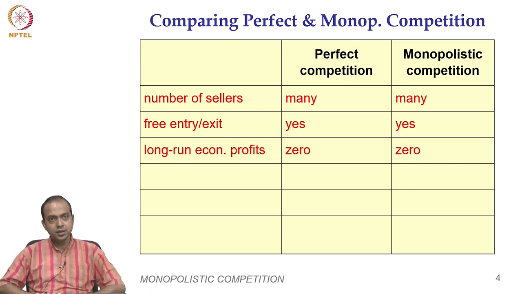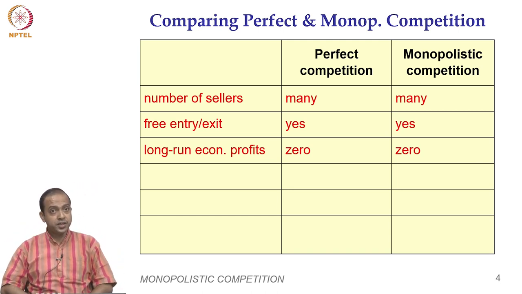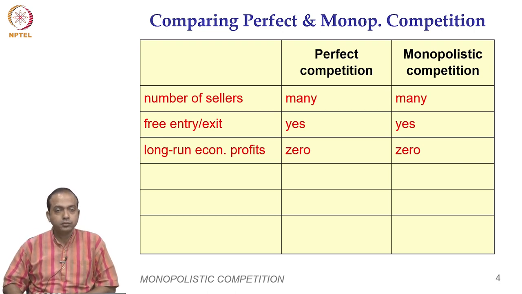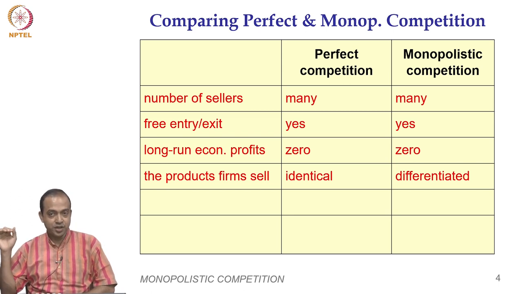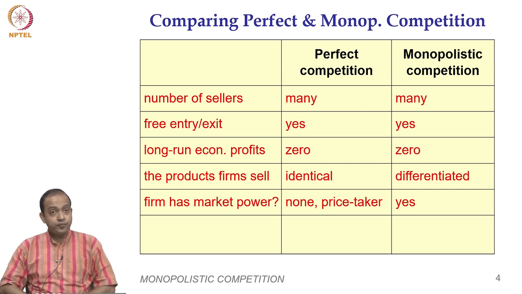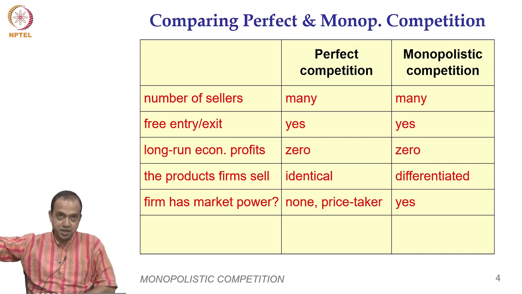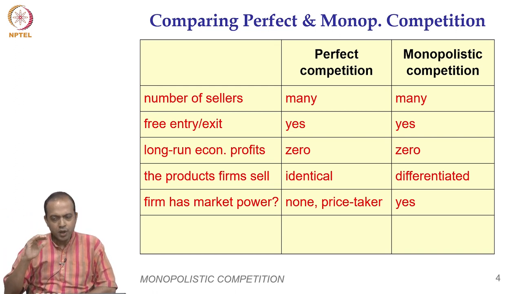Free entry and exit, yes. Long run economic profit in both the cases is zero. Okay, and the products sold in perfect competition are identical, and here they are differentiated. So identical means exactly the same, right? And a firm in competition has no market power, that means it is called a price taker. Whatever price is decided in the market using the market demand and supply, if you recall, a single firm in a perfectly competitive market will take that price as given and then sell as much as the particular firm wants.